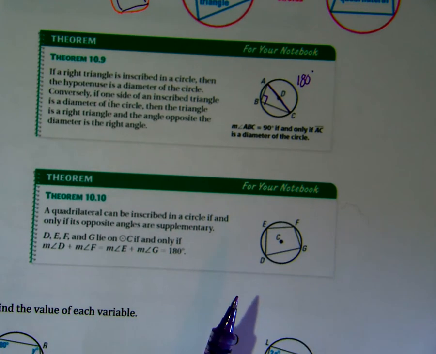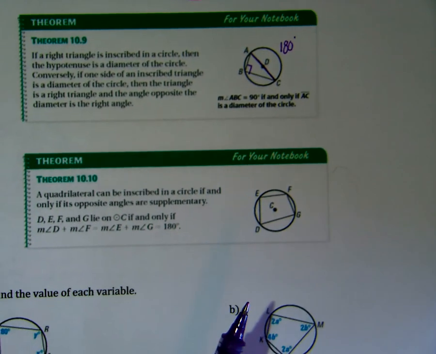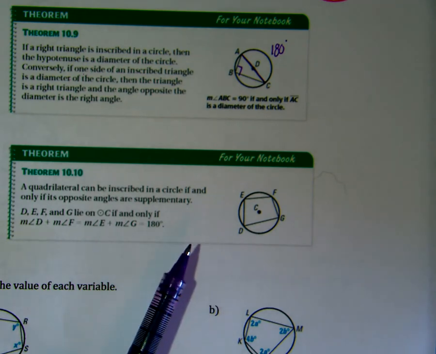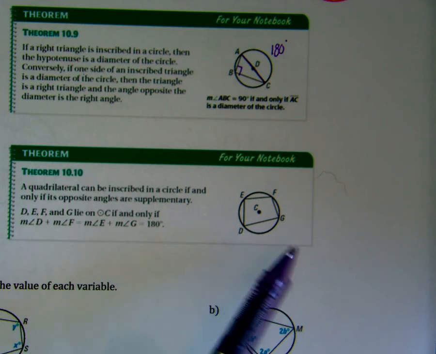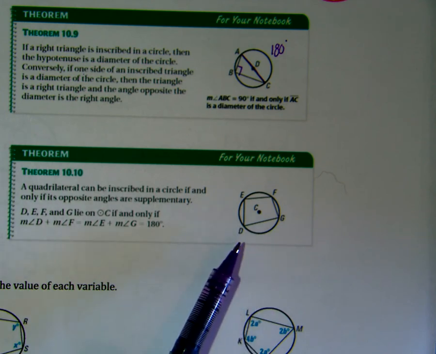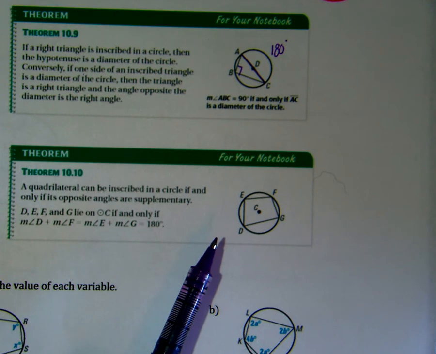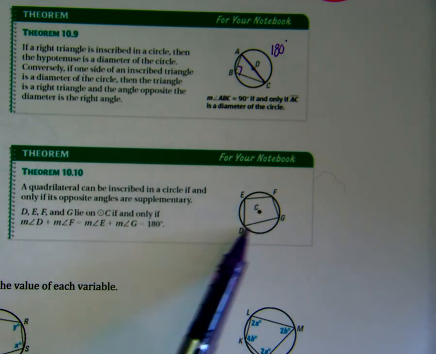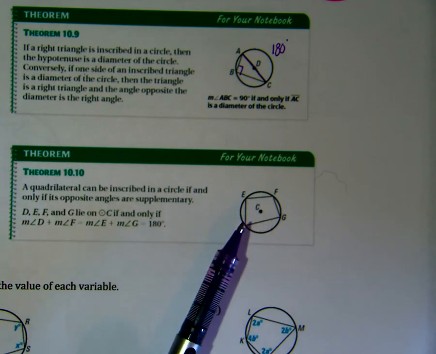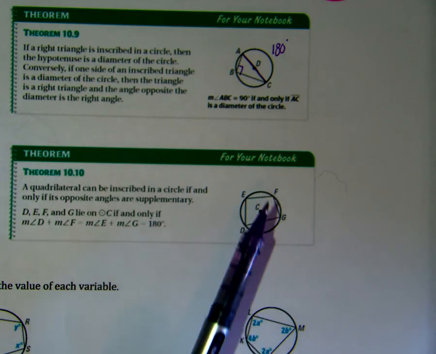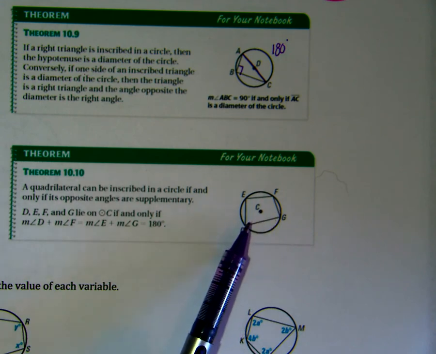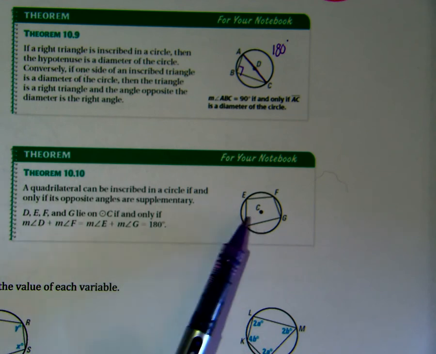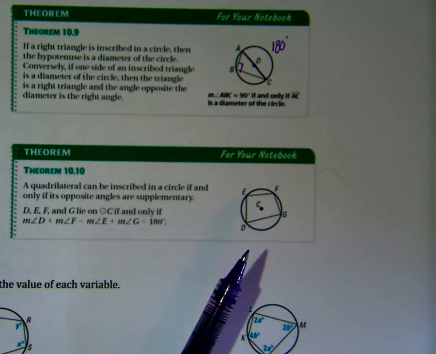All right, now the second theorem. This one is not obvious, and I like to prove this one because I think it's so interesting. And that is that the only quadrilateral that you can inscribe in a circle is one where the opposite angles are supplementary. So we know that all four angles add up to 360. But the only way that you can get a quadrilateral to fit inside of a circle is if the opposite angles add up to 180.